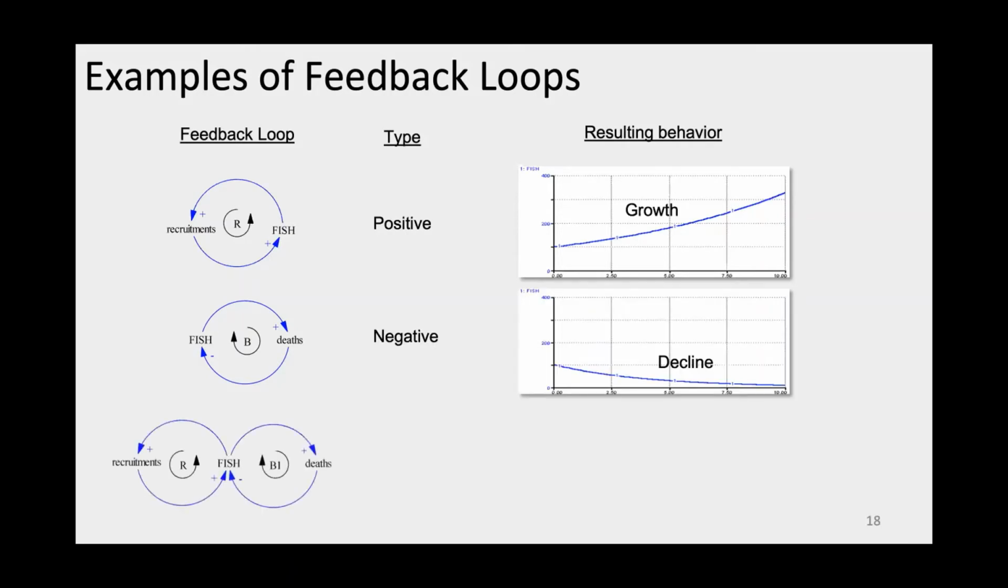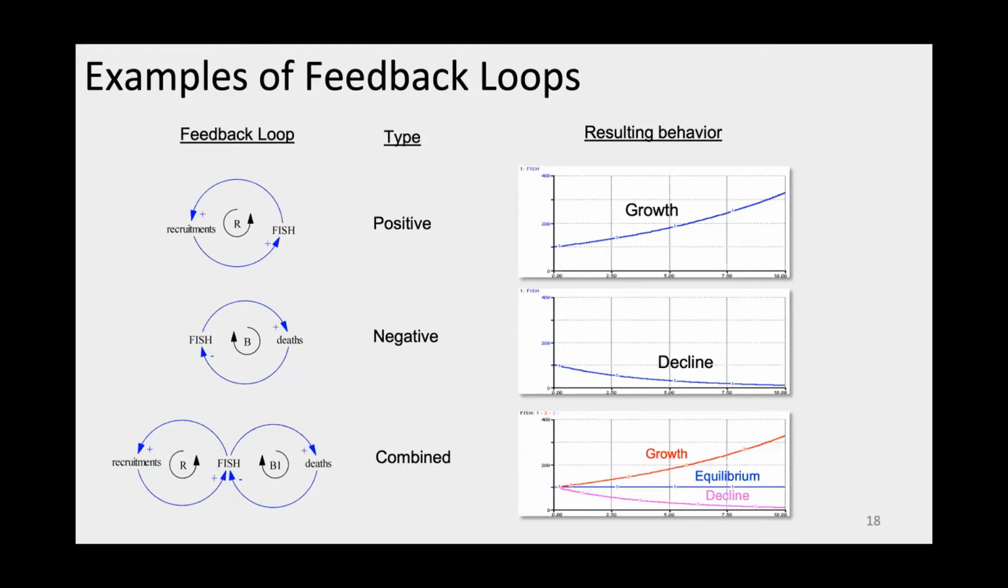However, when we combine those two together, the behavior will depend. If the reinforcing feedback loop, or the birth, is more than death, we will have a growth of the population. If they're equal, then there is an equilibrium. And if the death is more, then we'll have a decline in the population, etc.